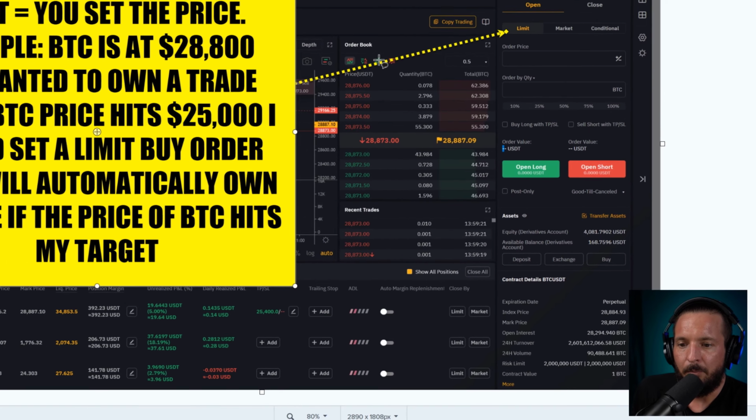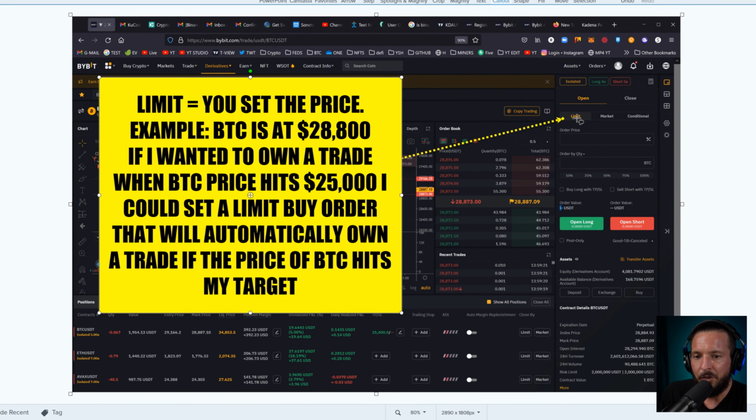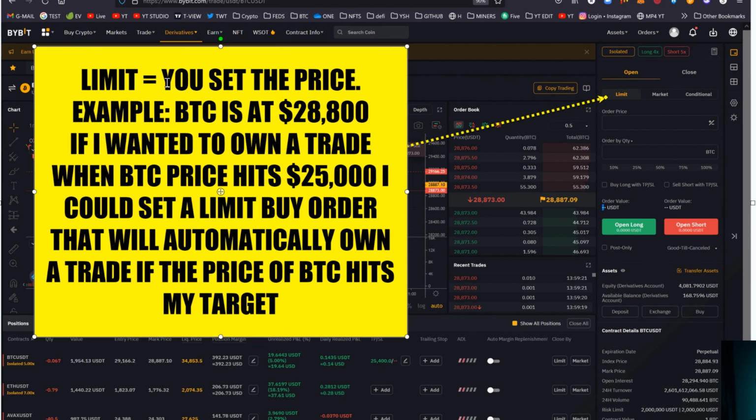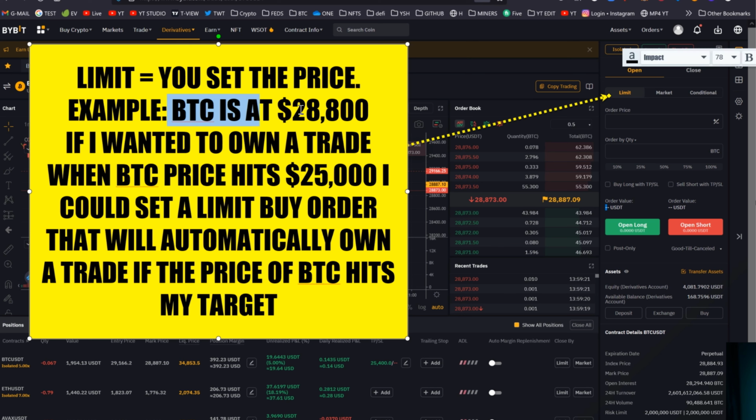Now, when we talk about placing trades, if we want to limit into a trade, what that means is that if, for example, the price of Bitcoin right now is at 28,800, if you wanted to open up a long position when the price of Bitcoin hits 25,000, I would set a limit buy order that would automatically open my trade if the price of BTC hits that target.